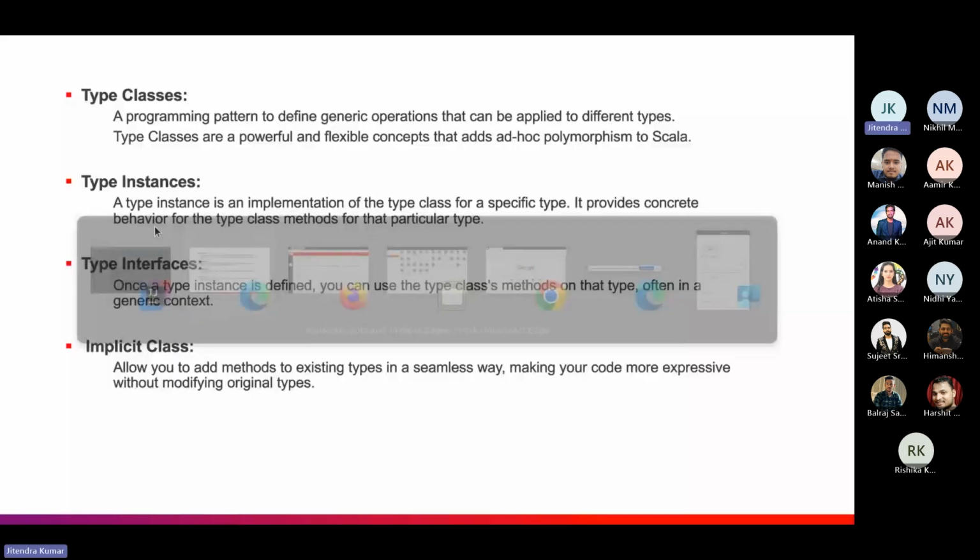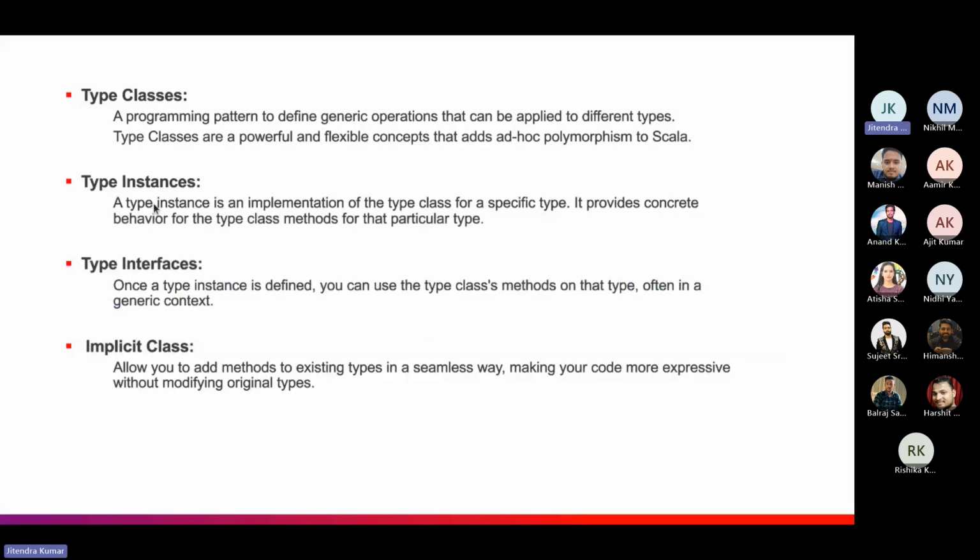Next, the type instances. Type instances are for implementing the type class for a specific type. Whatever we define in the type class, in the type instance we give the implementation of those definitions. It provides concrete behavior for the type class methods for that particular type. Whatever type we want to implement for, if we want to implement for Int, for String, or any other type, we do it in the type instances. Let's see in the code how we can implement the same.